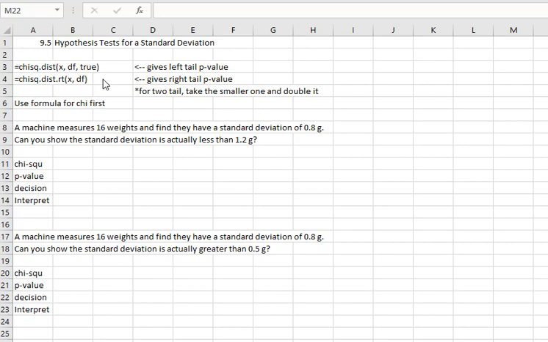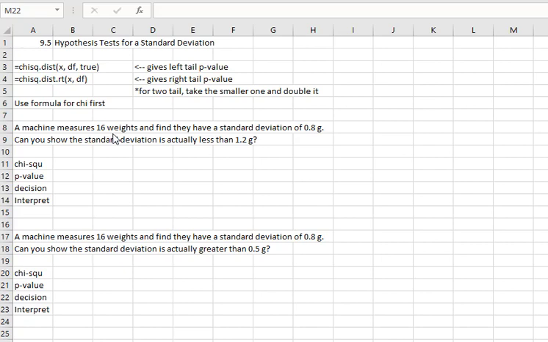If it's a two-tailed test, we'll take the smaller one of the two and double it. In order to find that test statistic, to use the command to find the p-value, we first need to use the formula for chi-squared, which comes out of your textbook. Let's look at an example where we do that.